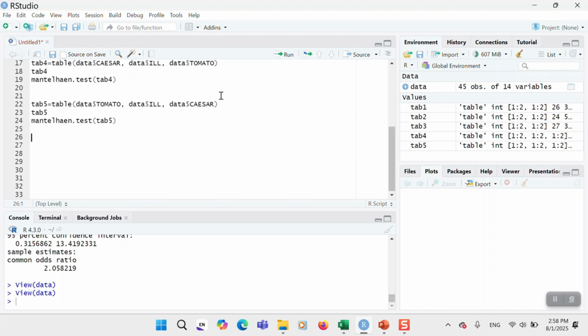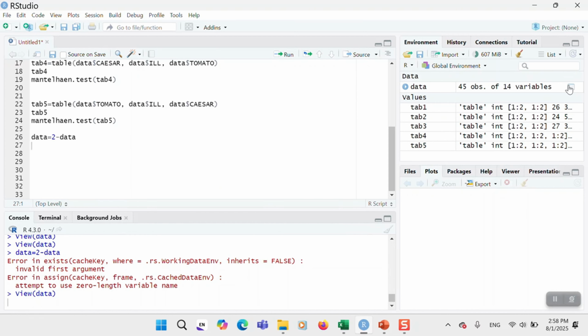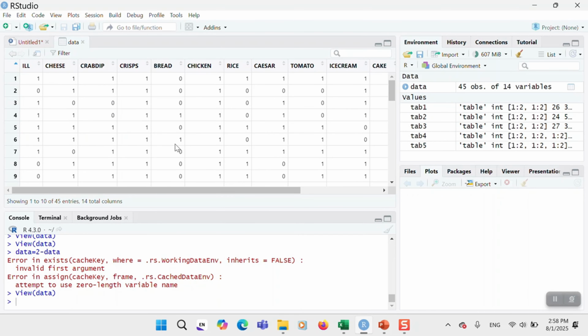So we use the trick 2 minus data, and again save it into the variable data. Let's run this line of code and then look at the data. As you can see, all of the values that were 1 are unchanged because 2 minus 1 is 1, right? But if the value is 2, it now turns into 0 because 2 minus 2 is 0.